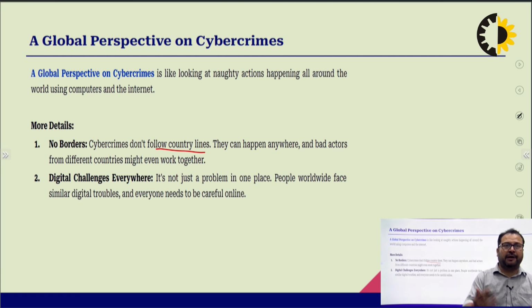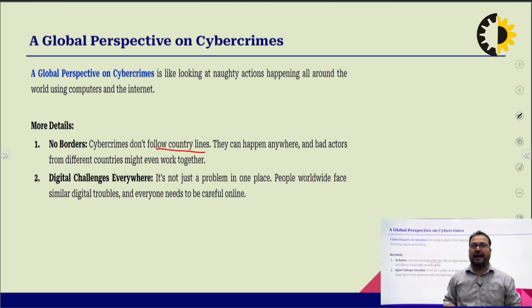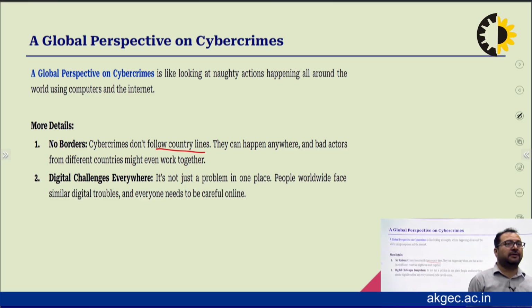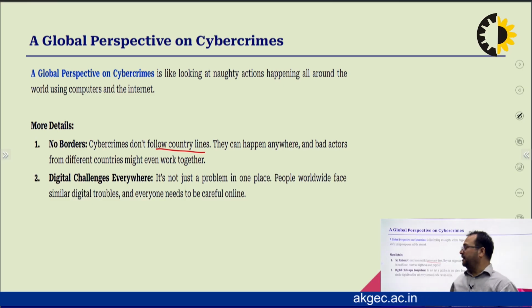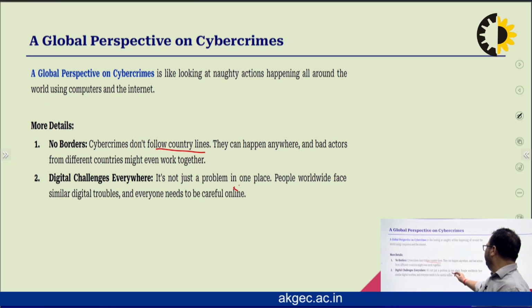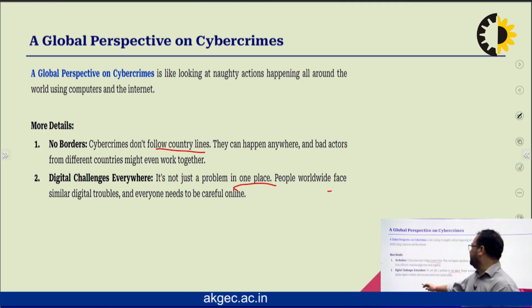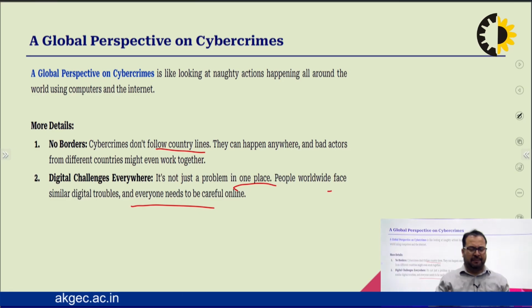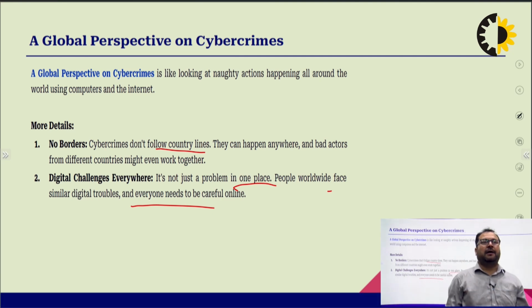If the crime is organized, then there is more harm. Organized cyber crime could endanger society and the world more. It's a digital challenge for everyone. It's not just a problem in one place. People worldwide face similar digital troubles, and everyone needs to be careful online. If we follow some preventive measures, just by awareness, then we could avoid many attacks.